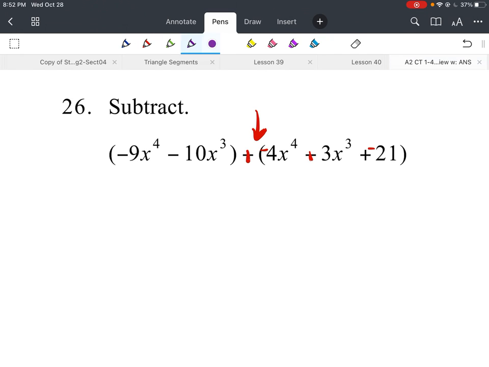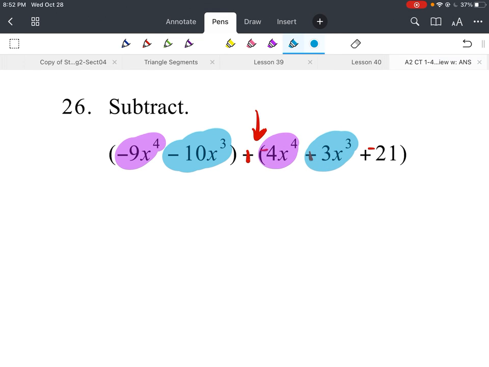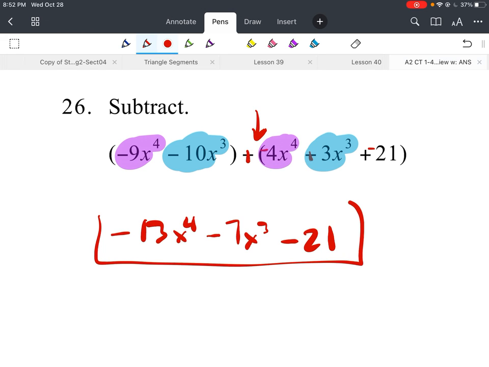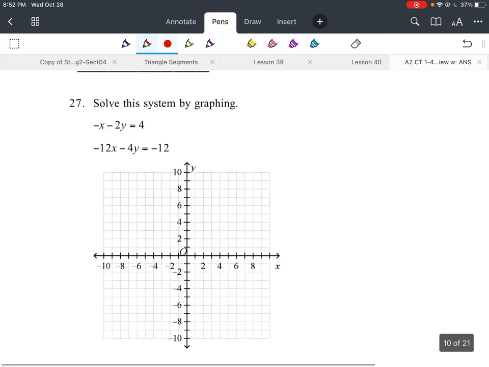Now I'm an adding problem, and an adding problem doesn't need these parentheses, so I can just focus on what's the same. So this term is the same as this term. This term, which the negative's included, is the same as this term, and then the other one's just a loser, kind of hanging out for the ride. So negative 13x to the 4th minus 7x to the 3rd, and last one is we still need the negative 21 there. So there you go, simplified just like that.